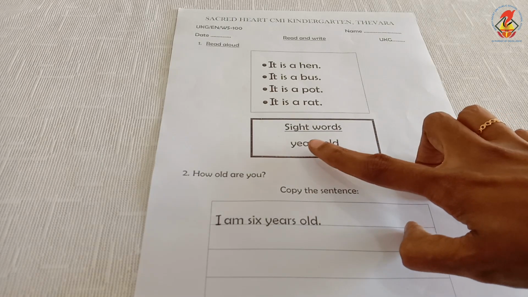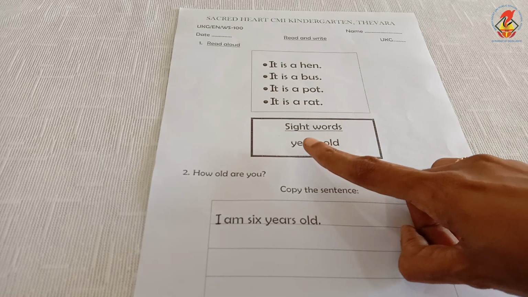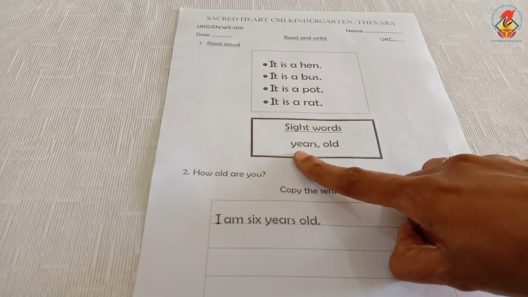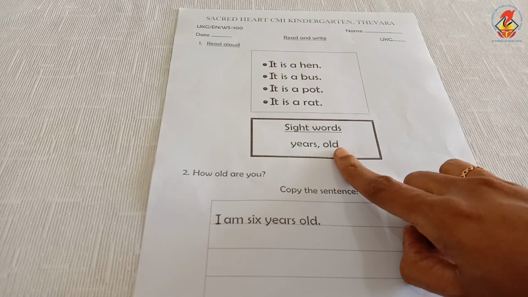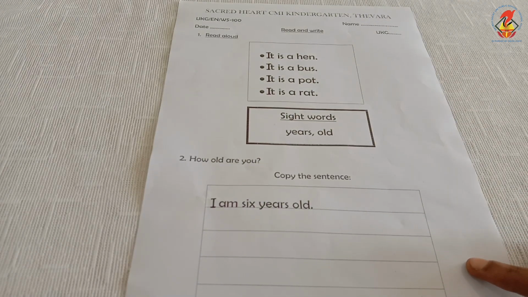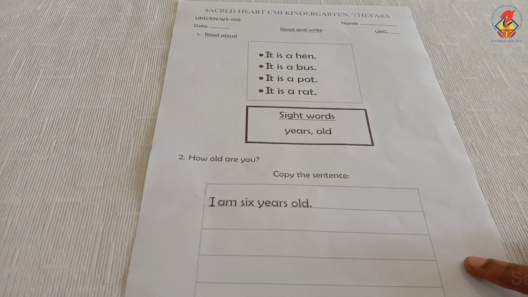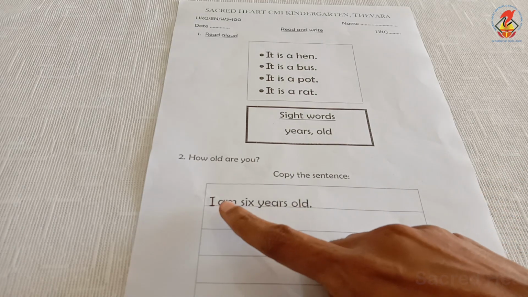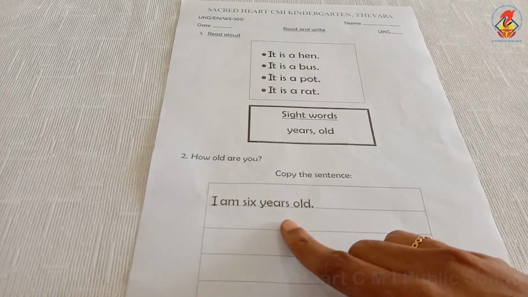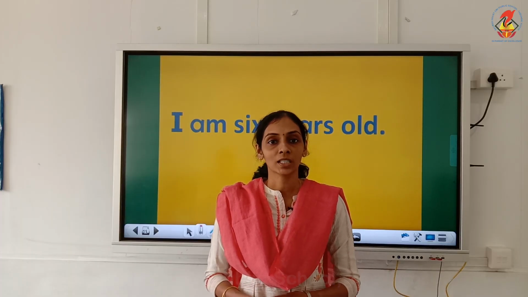Children, here you can see the new words that you have learned today. Can you identify the words? Years old. And the next question is, how old are you? And you have already learned to write the sentence as I am 6 years old. Practice to write the sentence in the following lines. Hope you understood how to write your age. Practice this several times in your 4-line. Also, read the sentence and learn the 2 new words by heart.